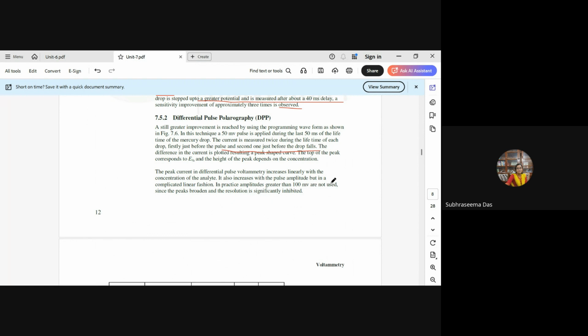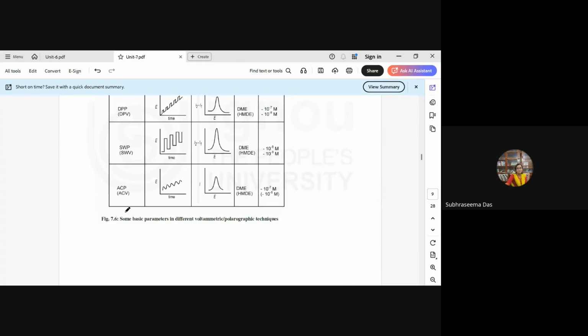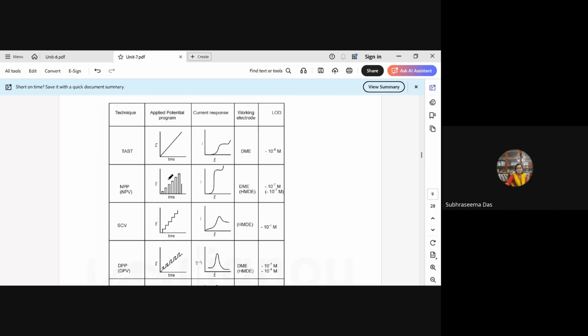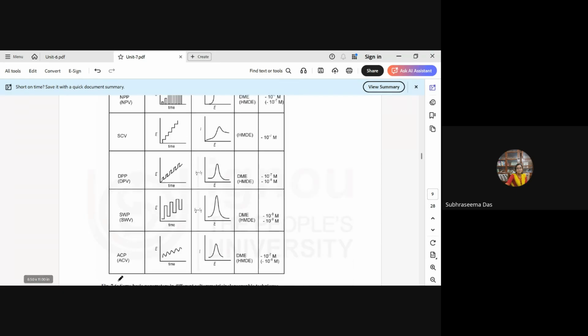The peak current in differential pulse voltammetry increases linearly with the concentration of the analyte. It also increases with the pulse amplitude, but in a complicated fashion. In practice, amplitudes greater than 100 mV are not used since the peaks broaden and the resolution is significantly inhibited. So here in figure 7.6, some basic parameters in different voltammetric or polarographic techniques have been shown. The types of current responses are shown in this diagram.